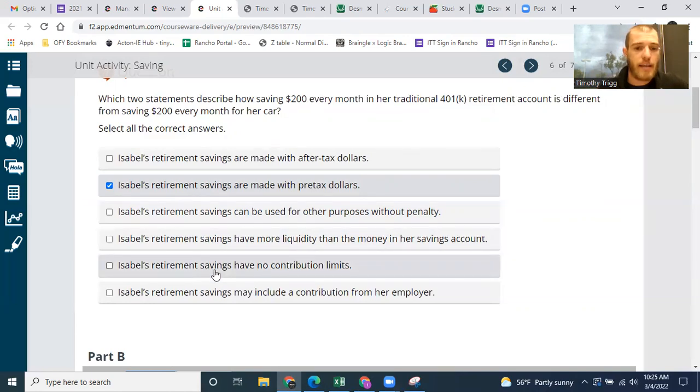Isabel's retirement savings have no contribution limits. That's false. Retirement accounts, 401ks, have a contribution limit. Isabel's retirement savings may include contributions from her employer. That's true. That's one of the main benefits with the retirement plan as well. Not only do you get that tax benefit, but usually if your employer has set up a 401k, then your employer is also contributing some to that retirement as well.